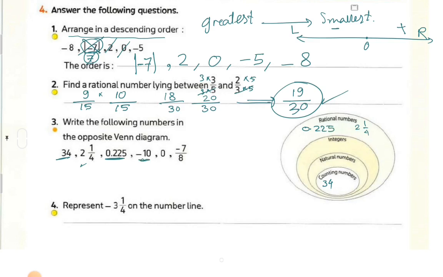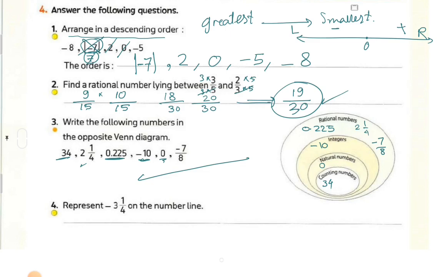Negative integer, just here. 0. Is it counting? No. 0 starts with us as the natural set. Okay. -7/8. It's negative. It started from integer, but it's a fraction. Just put it in the rational set. -7/8, just like that.